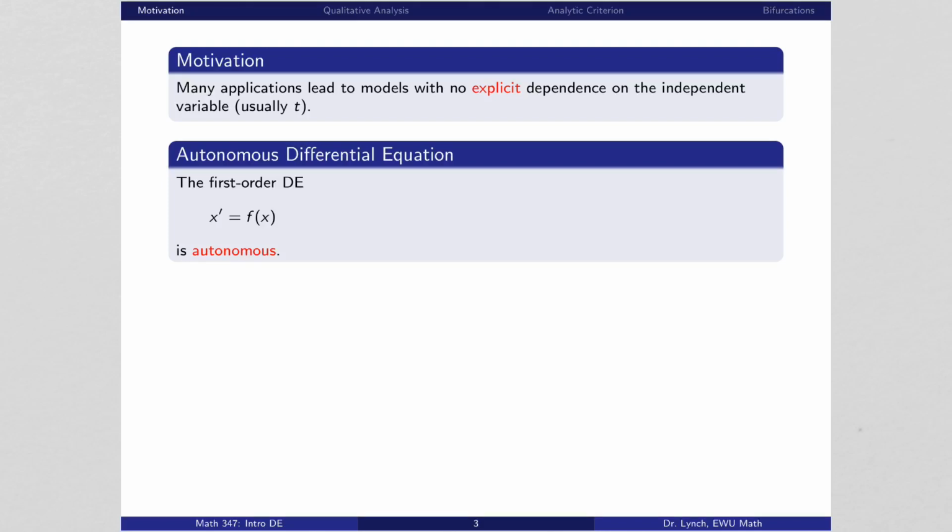So a little bit of motivation. Many problems lead to models that have no explicit dependence on the independent variable, which again is usually time. So such problems or such differential equations are called autonomous. Now, an autonomous differential equation is necessarily separable. However, separating variables and finding an explicit solution by integrating is not always that easy of a task.